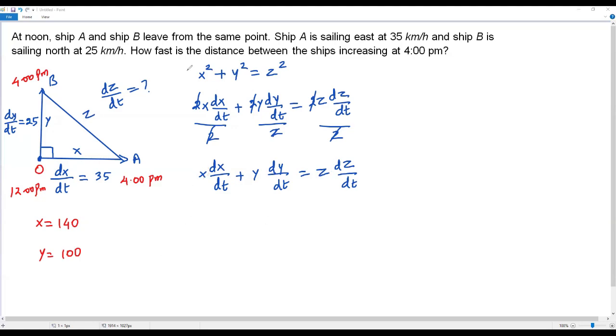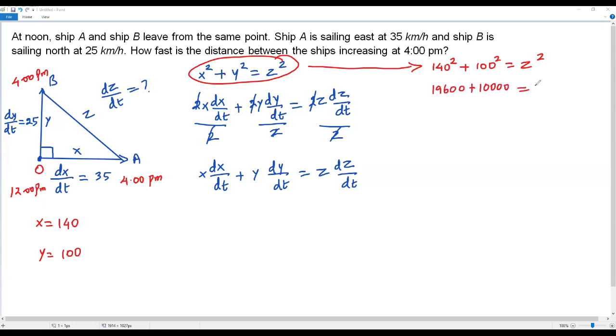So how do we do that? For that, we use the same equation we got by using the Pythagoras theorem to get the value of Z. So let me take this equation over here. In this equation, I'm going to plug in X equals 140, so it becomes 140 square. And for Y, I plug in 100, so it becomes 100 square equals Z square. When I square 140, I'm getting 19,600. For 100 square, I'm getting 10,000 equals Z square. Then I'm getting 29,600 equals Z square.